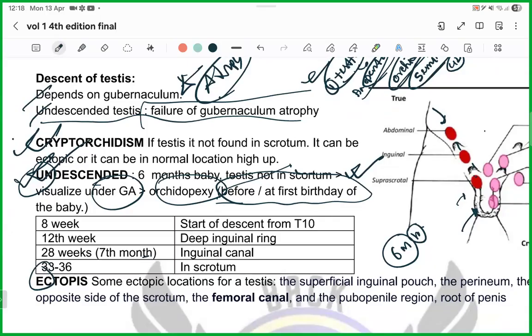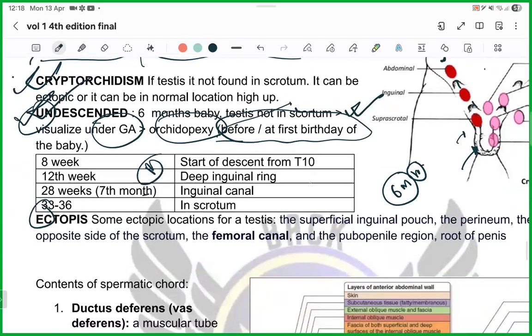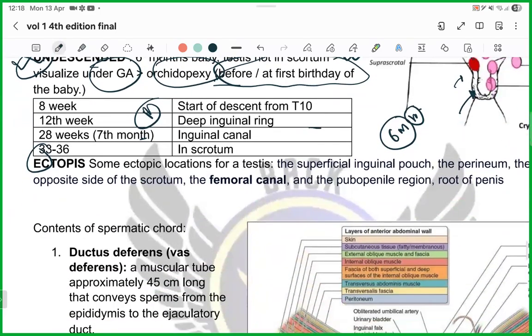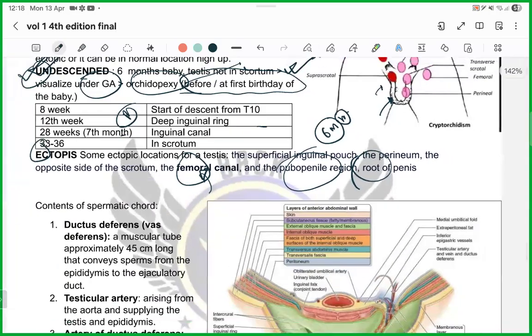Then cryptorchidism, this one you can give a reading. Not important. They don't ask. Ectopic testis: they will ask you which one is an ectopic site. Most of the time they give you the root of the penis, the femoral canal, the pubopenile region, and during the exam you are stressed, and that's why you might mistake it for the inguinal canal. But remember, they mentioned femoral canal, not inguinal canal, so that will not be the right answer.